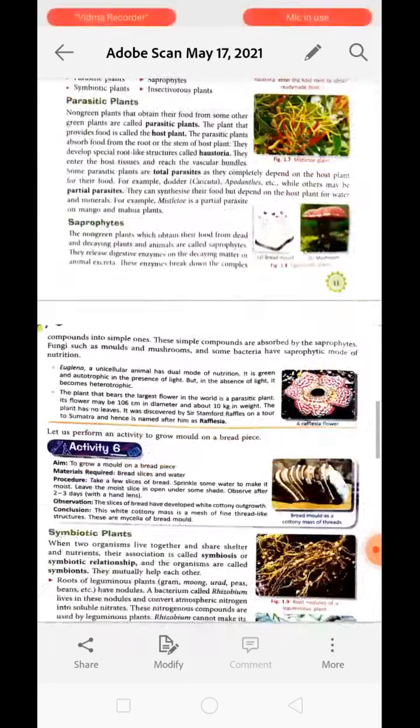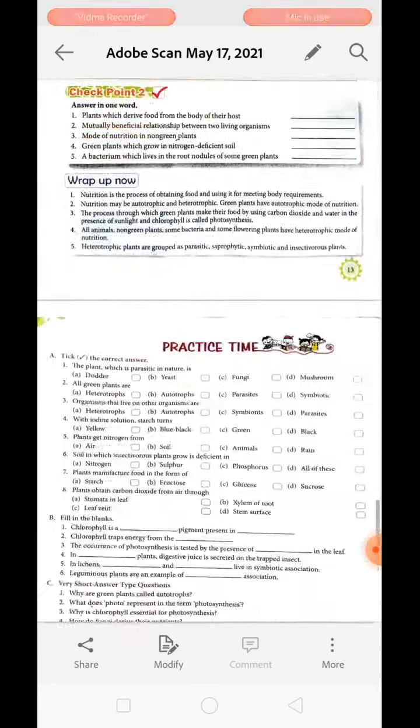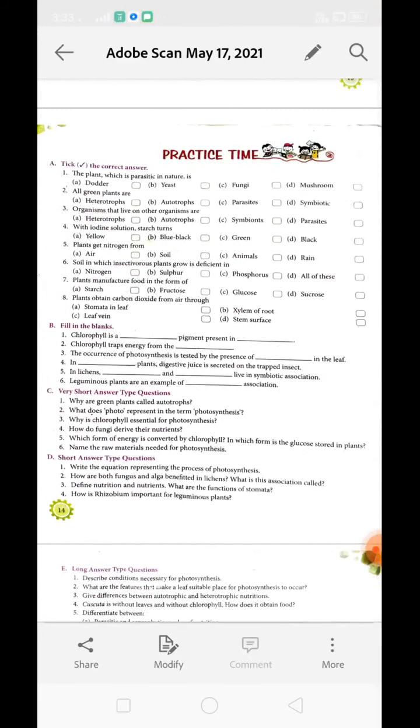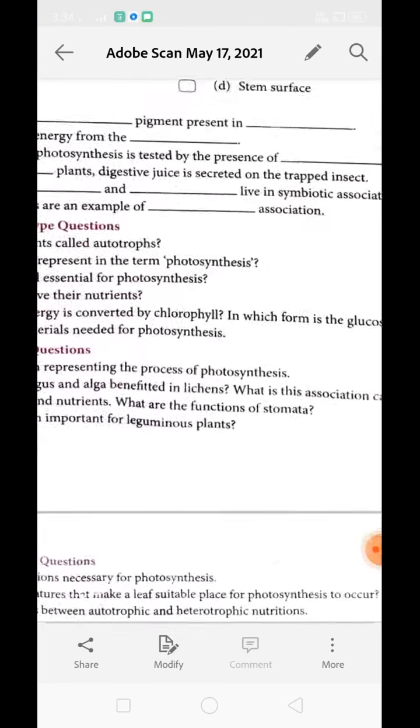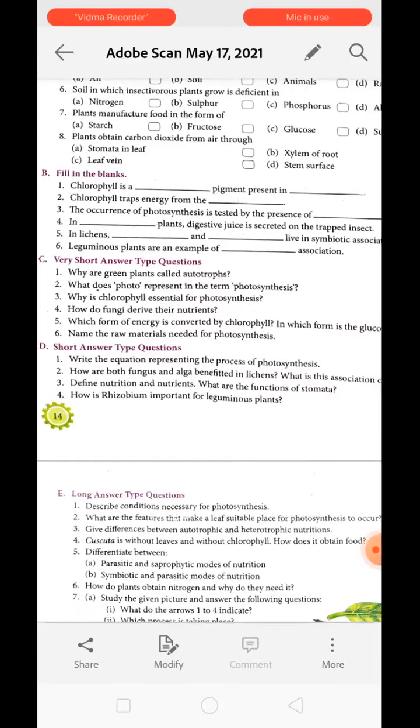Now the next part of the question was asking what are the functions of stomata. The stomata's main function is to receive carbon dioxide and eliminate oxygen and water vapor. Its main function is exchange of gases between the plant and atmosphere.